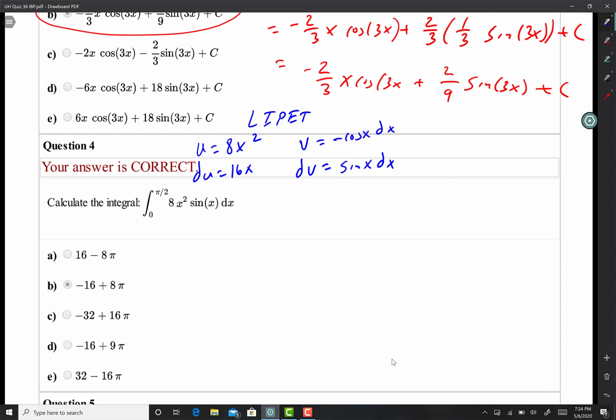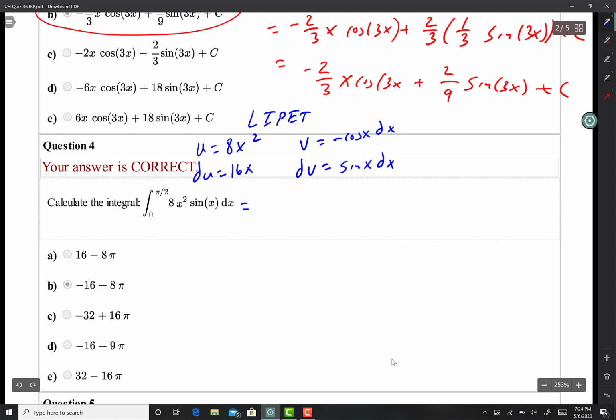Now, the reason why you want to make the polynomials the u and not the trig is because the trig is just going to be going back and forth, sine, cosine, sine, cosine. And so you want the u to be a polynomial that every time you take a derivative, it's going to go down by 1. So you're going to see I'm going to have to do this again.